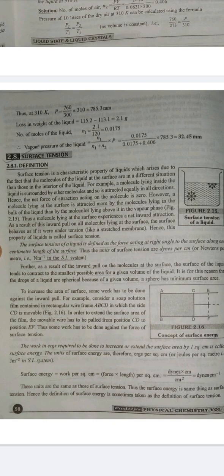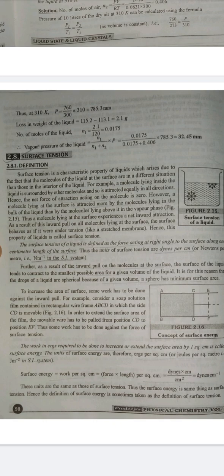To increase the area of the surface, some work has to be done against the inward pull. For example, consider a soap solution film contained in a rectangular wire frame ABCD in which the side CD is movable, figure 2.16. In order to extend the surface area of the film, the movable wire has to be pulled from position CD to position EF. Thus, some work has to be done against the force of surface tension. The work in ergs required to increase the surface area by 1 square centimeter is called surface energy. The units of surface energy are therefore ergs per square centimeter, or joules per square meter, that is, joule meter^-2 in the SI system.